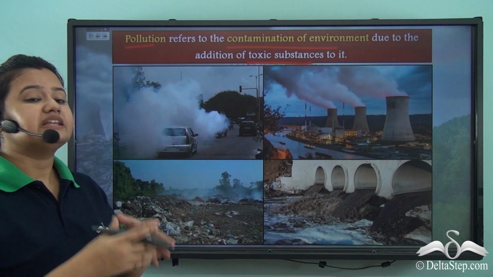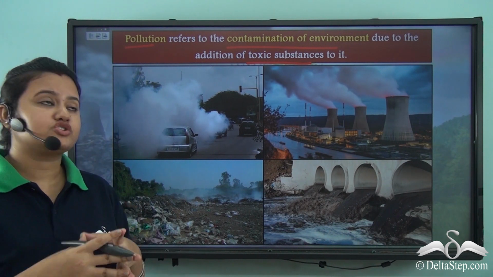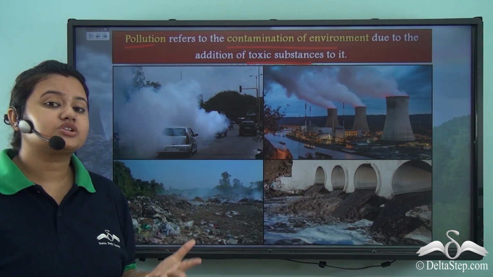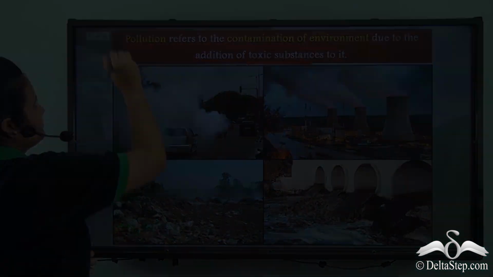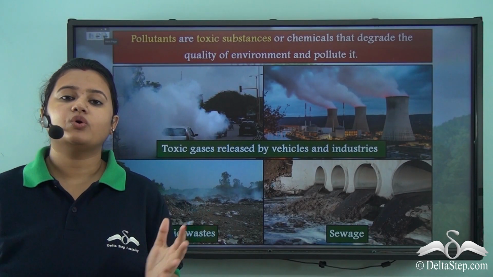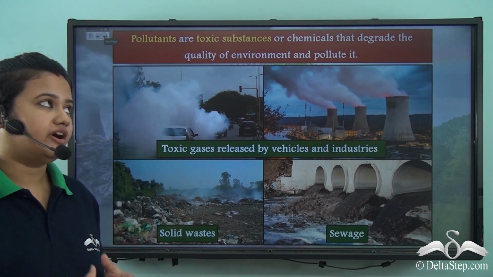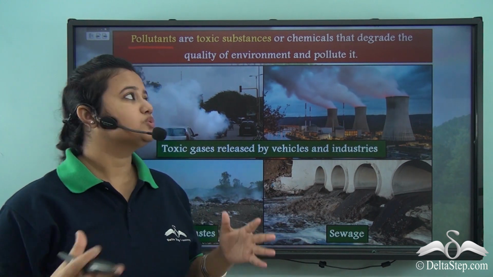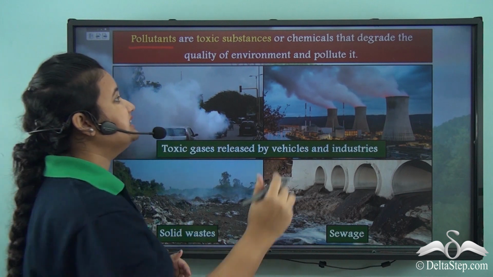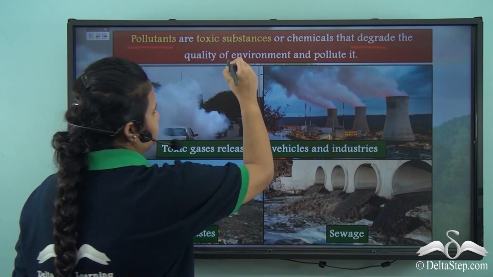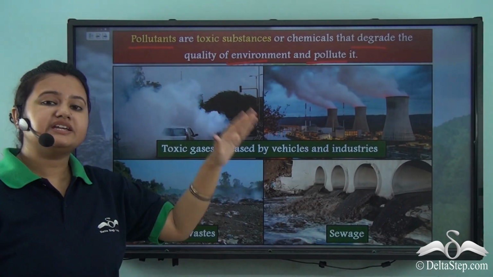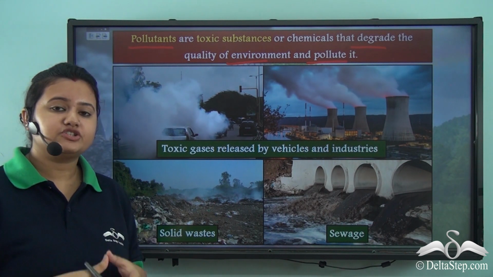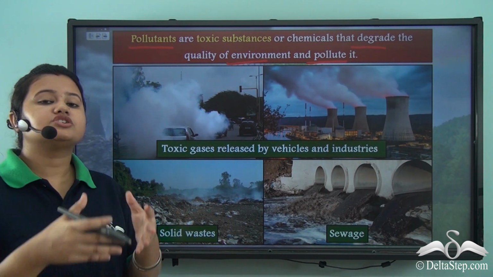Now, we know that the environment becomes polluted due to introduction of toxic substances in it. Now, can you tell me what these toxic substances are called? The toxic substances or the unwanted elements that pollute the environment are known as pollutants. So pollutants are toxic and hazardous substances or chemicals that degrade the quality of the environment and pollute it.